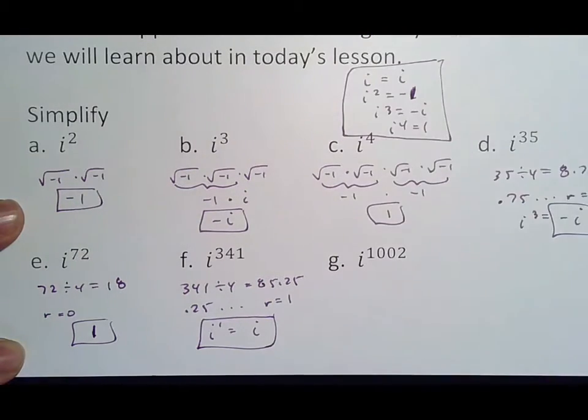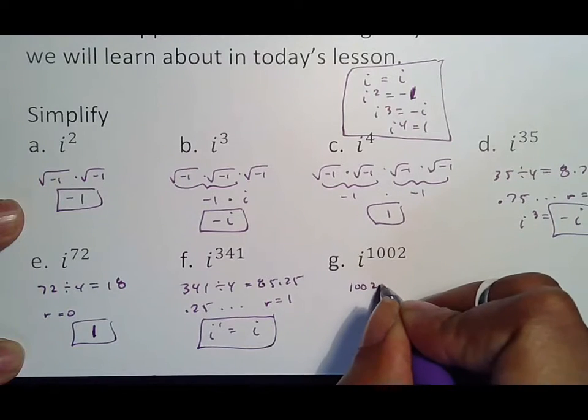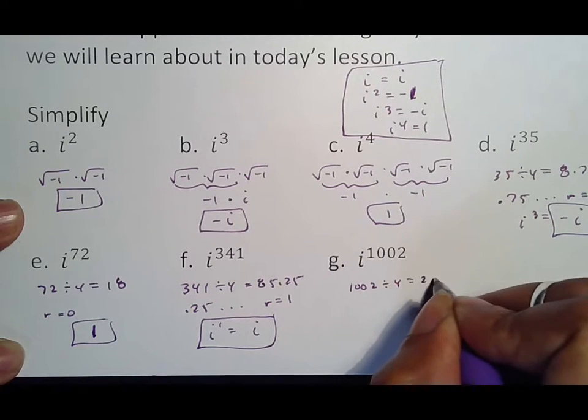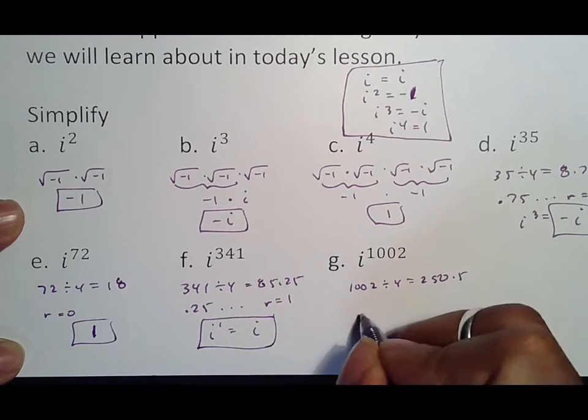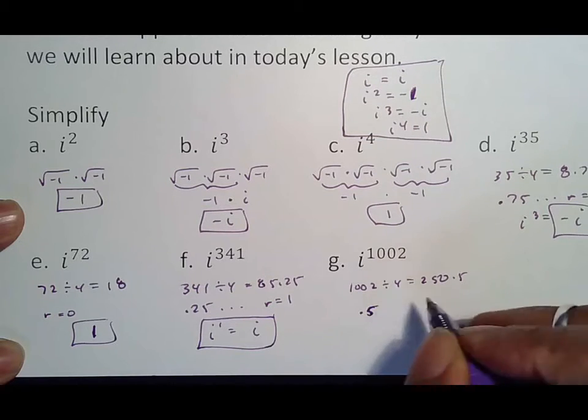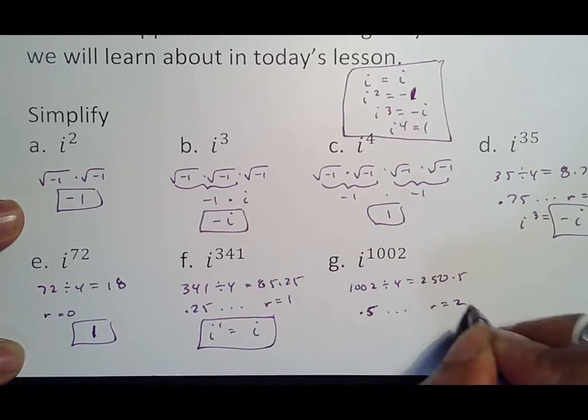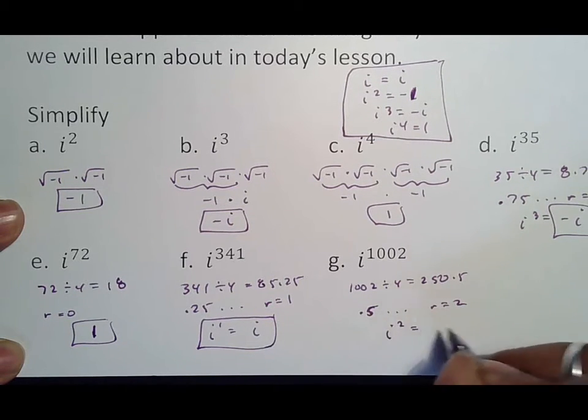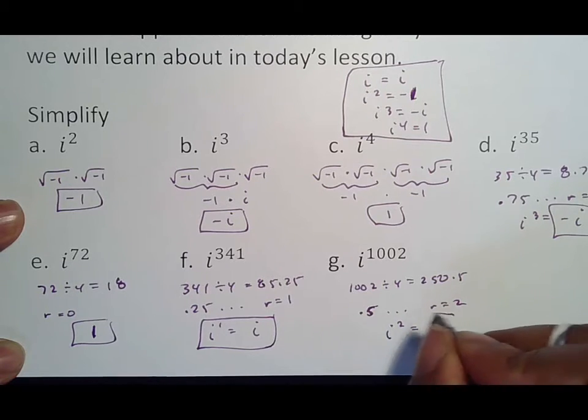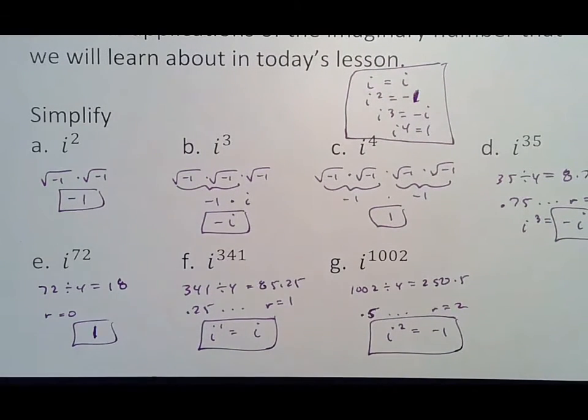again divided by 4, is 250.5. Again, the 0.5, if you're talking quarters, means that the remainder is 2, which means we're looking at the same thing as i squared, which is -1. So again, that's a skill you're going to need, but just remember, you divide by 4, use the decimal portion.